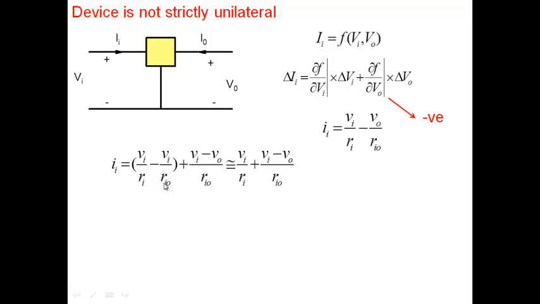So when I look at the first term, Vi by Ri and minus Vi by Ri0, I can neglect Vi by Ri0 in comparison to the first term here. So I just write it as Vi by Ri. And the second term is Vi minus V0 by Ri0. Okay, so it's just an approximation. And so the first term, I can write it as a resistor.